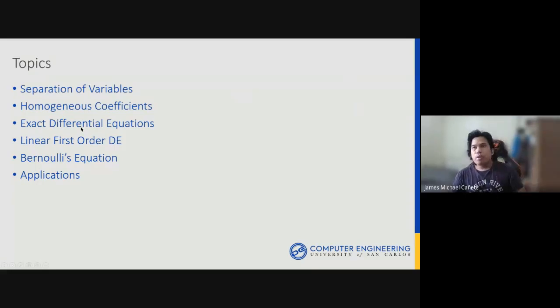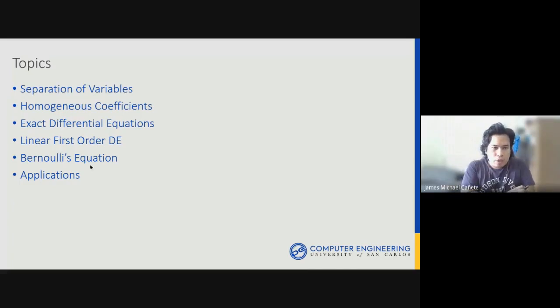Types of differential equations. First order. Recall that we define the order of a differential equation by the highest derivative found in the equation itself. The first technique, method, or classification of a DE that we can solve is separation of variables.